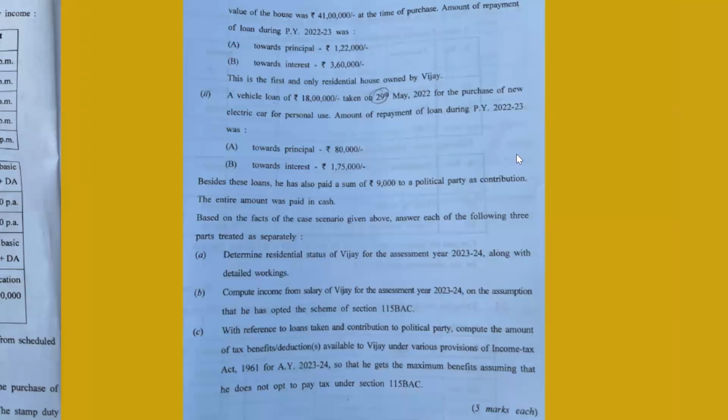Considering all of this, there were three questions asked: determine the residential status of Vijay and also compute income from salary for assessment year 23-24 on the assumption that he has opted for the scheme under 115BAC. With reference to loan taken and contribution to political parties, compute the amount of tax benefits or deductions available to Vijay under various provisions of the Income Tax Act. So these were the three sub-segments.